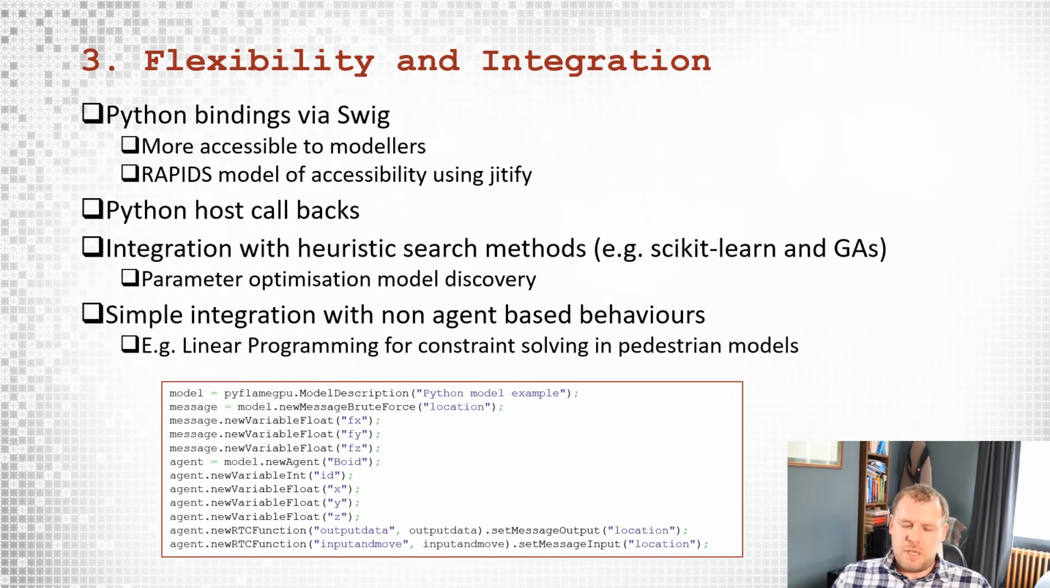Fortunately, our just-in-time compilation means that we can effectively design agent functions at runtime and compile them at runtime, and that means that we can write bindings for the Python language, which is something that we've done using Swig. It's really nice because it then means that we can integrate that with other third-party pieces of code like scikit-learn, and use things like GAs to do parameter optimization and model discovery.